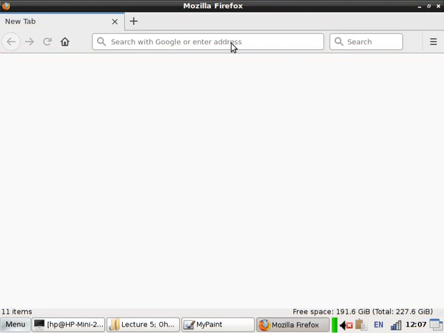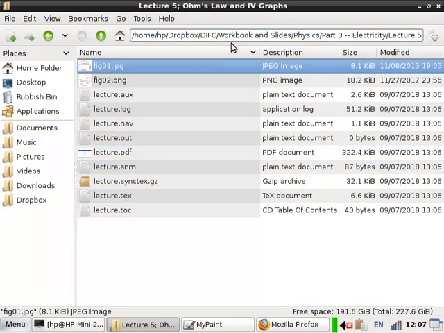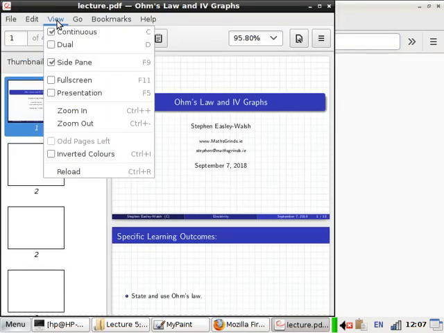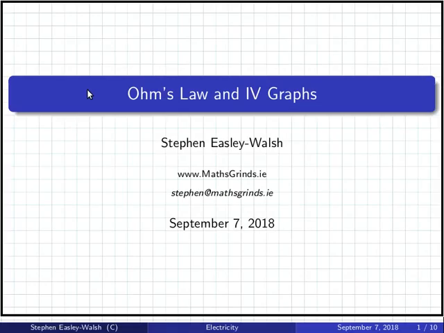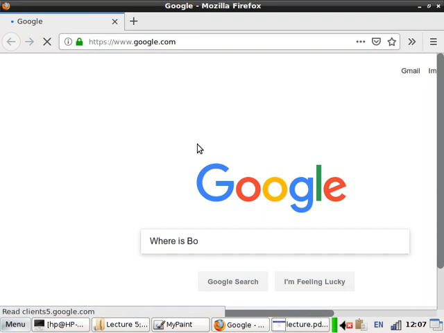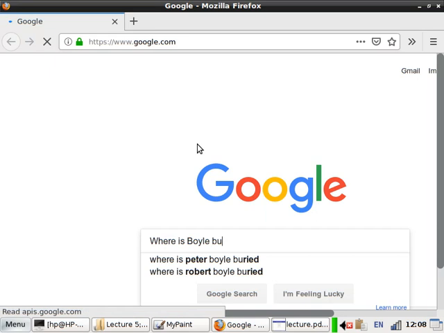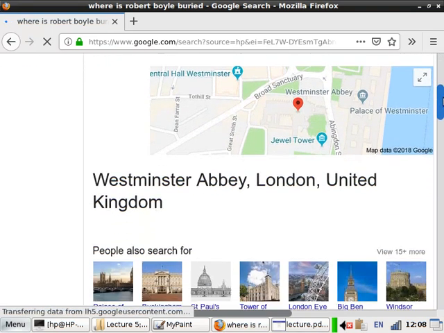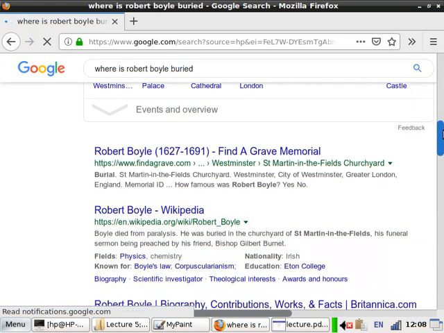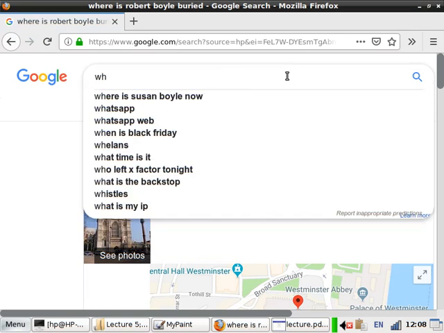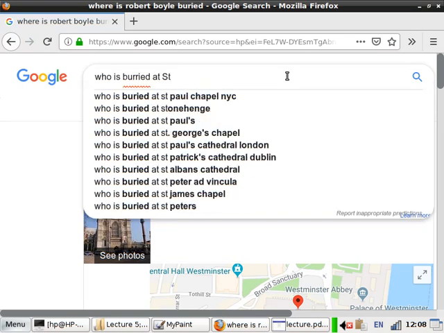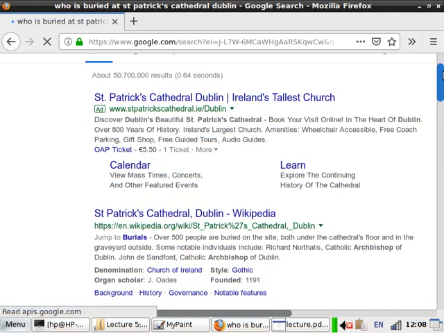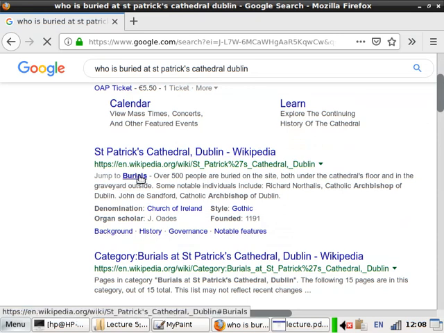Next lesson's not so difficult. All right, hang on. Where is Robert Boyle buried? Who is buried at Saint... There's somebody buried at that cathedral, I know. Over 500 people. Let's see if any of them are famous.